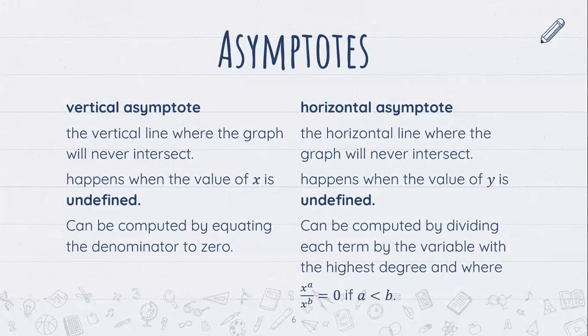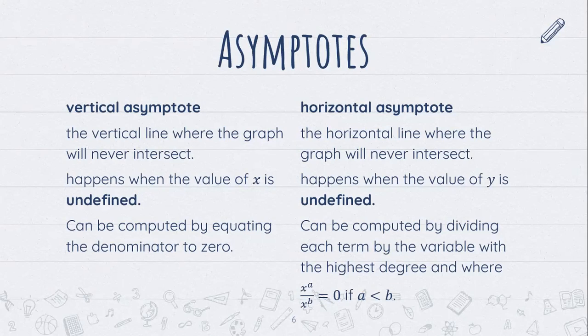Anyway, ayan siya. Okay. Next naman class is horizontal asymptote. From the word itself, horizontal, syempre pahiga. Yung vertical ay patayo, di ba? Ayan. The vertical line where the graph will never intersect, just like the vertical asymptote. It happens when the value of y is undefined. Nangyayari siya, class, kapag undefined si y.